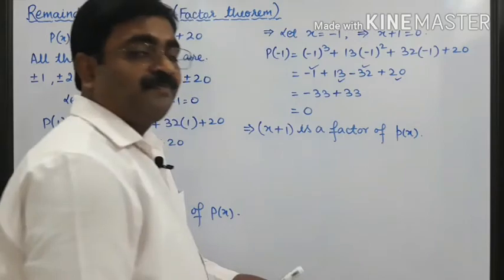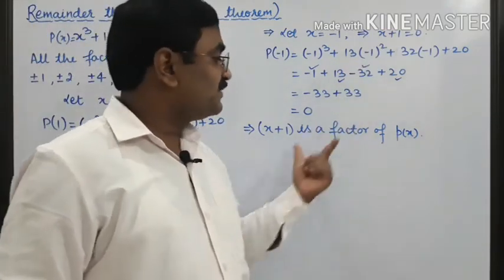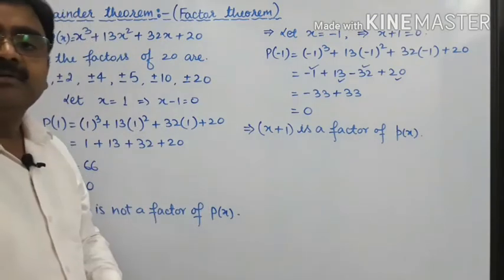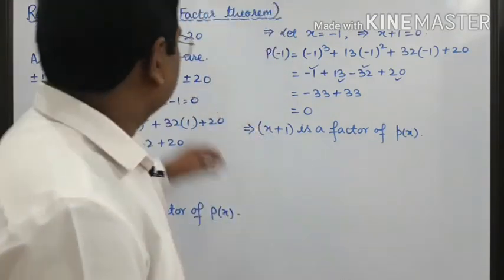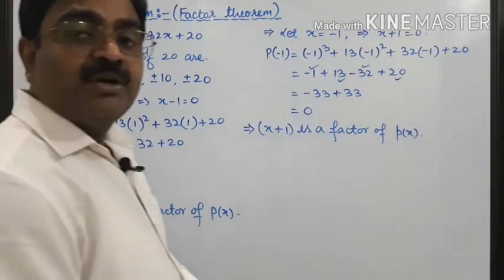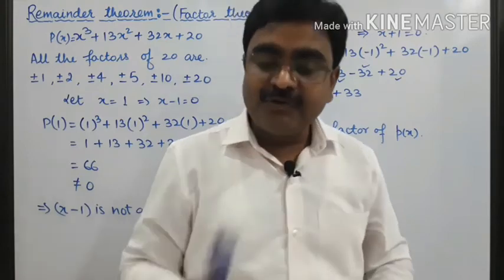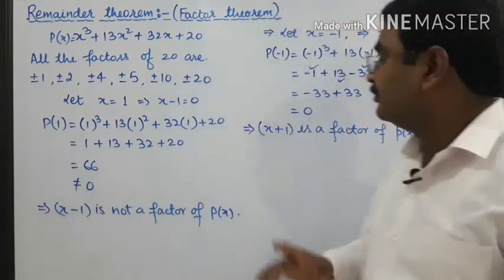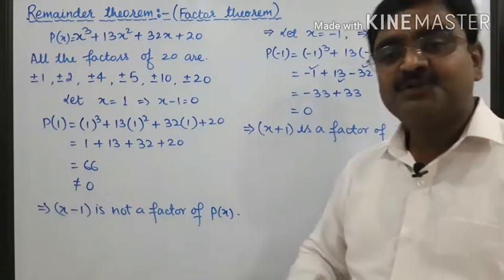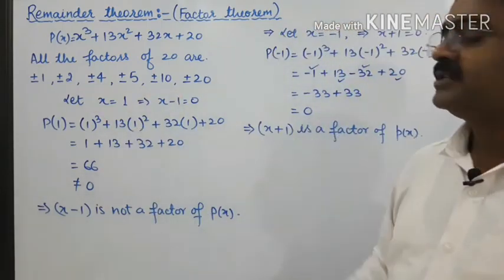Right? चलो अभी ये डिसाइड हो गया कि x plus 1 is a factor of this polynomial. Now let us factorize it. As you know that it is a cubic polynomial, so it should have at least 3 factors. So one of them we got it. उसमें से एक फैक्टर अभी हमको मिल गया x plus 1. So the remaining 2 factors let us find out with this polynomial.